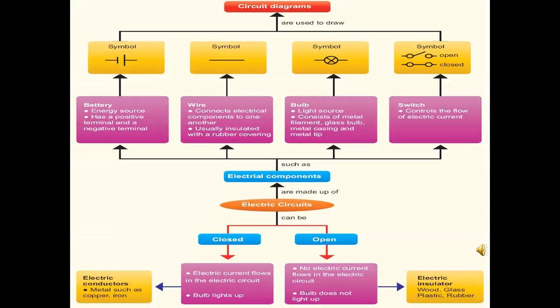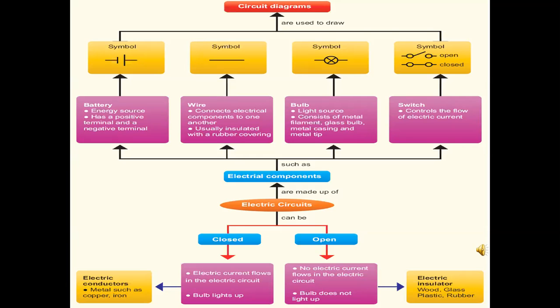Circuit diagrams. In the electricity lesson, the circuit diagram is very important. Circuit diagrams are used to draw symbols. The first symbol is denoted as a battery.